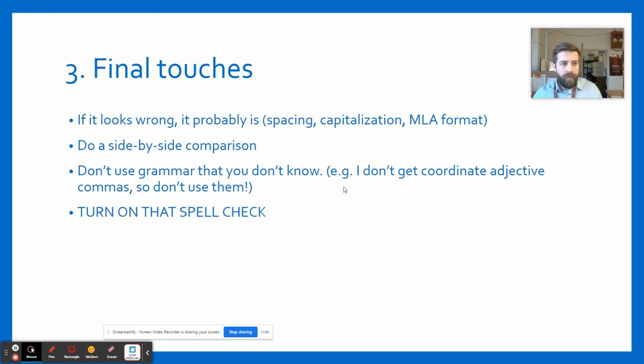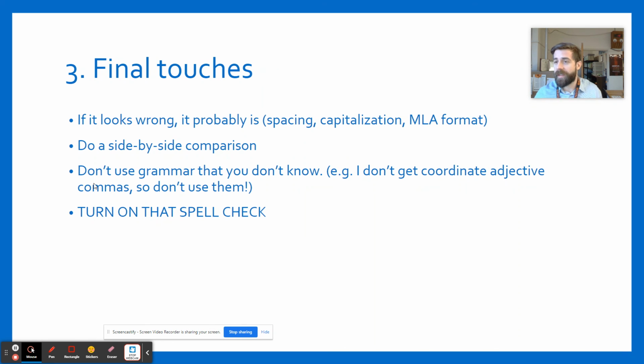And then lastly, make sure you have those final touches in there. If I asked you to put it in MLA format, put it in MLA format. Do a side-by-side comparison, right? Just Google MLA format essay. It's going to come up with examples for you if you don't know what I'm talking about. Then just physically look: does my paper look exactly like a good example of MLA format?